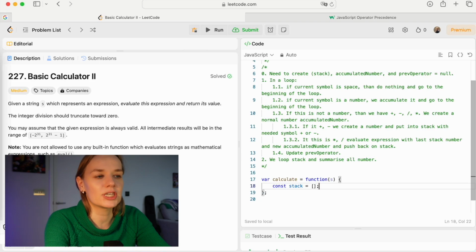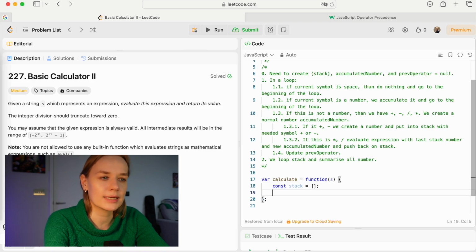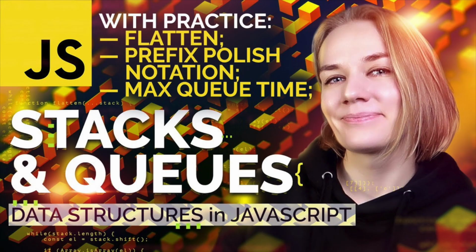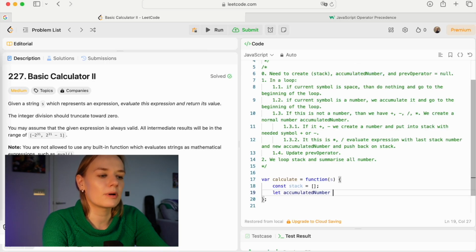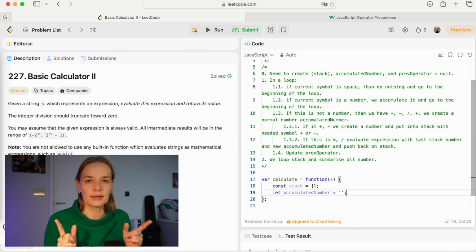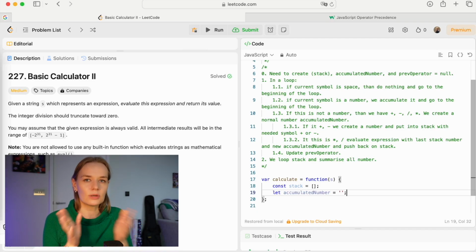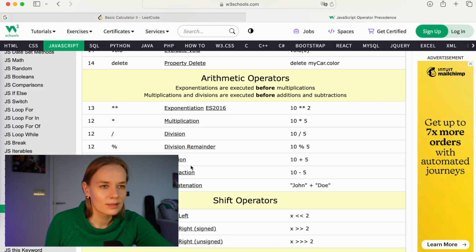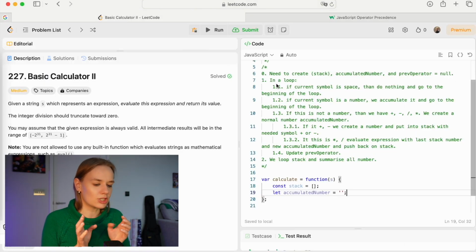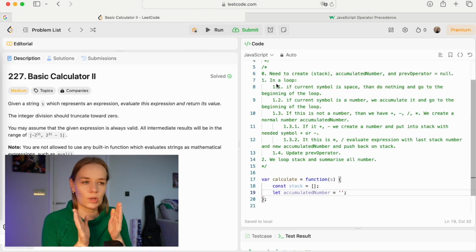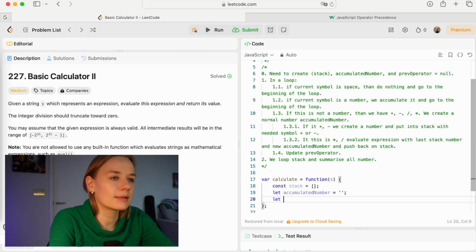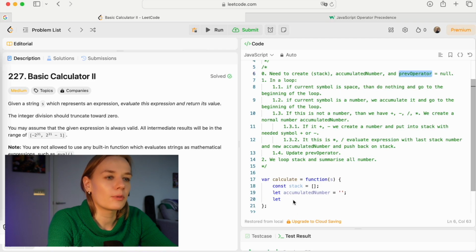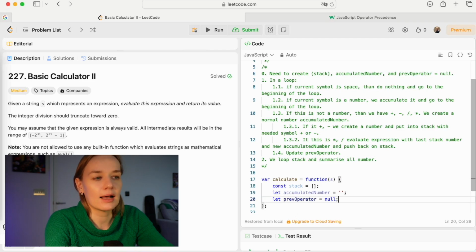Stack in JavaScript is just arrays. I had a video about stacks and queues, and you can watch it. Also, we have an accumulated number, which is firstly just an empty string, and accumulating it means not making addition. We just need to concatenate all numbers. And the last thing we need to do is save the previous operator, which is firstly just null.